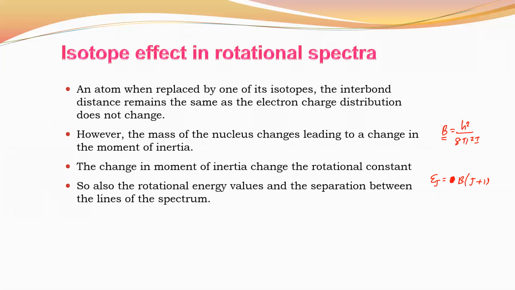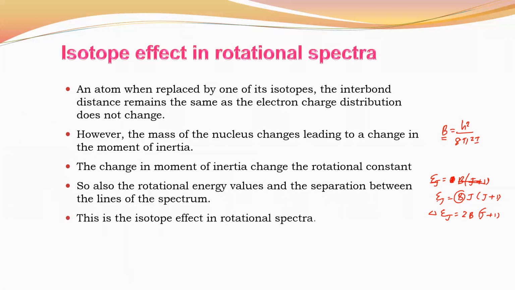The energy value is not this one. The energy is E_J equal to B into J into J plus 1. And here delta E_J is equal to 2B into J plus 1. So it is a separation and it is the energy. So as the value of B changes, the energy changes and the separation also changes. This is the isotope effect in the rotational spectra.